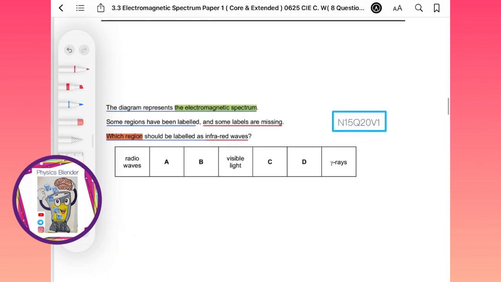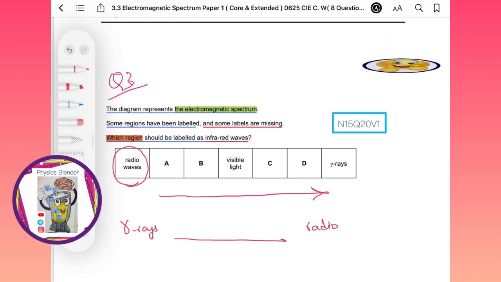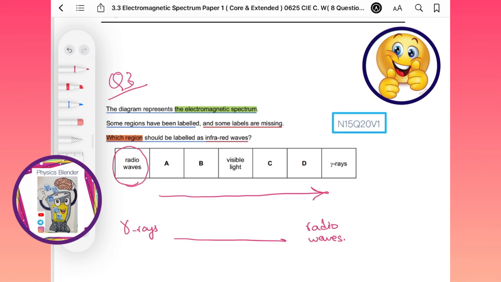Okay, question number 3, we have a diagram representing the electromagnetic spectrum, and please guys, this is very important. You have to do it by yourself. You have to write it in 2 different ways, starting with radio waves here at the left side, going to gamma rays, and then write another one starting with gamma rays going to radio waves. You should know them in the 2 directions, in 2 different ways.